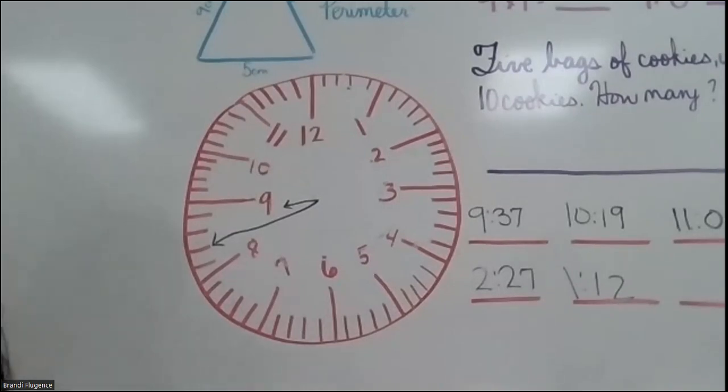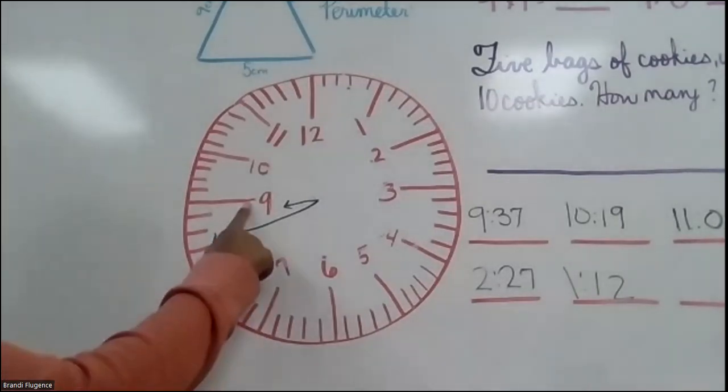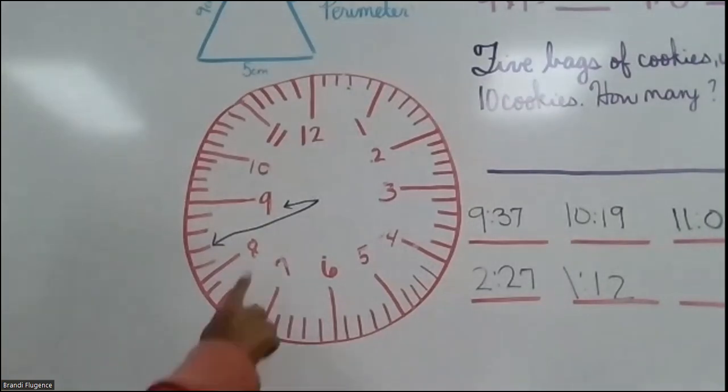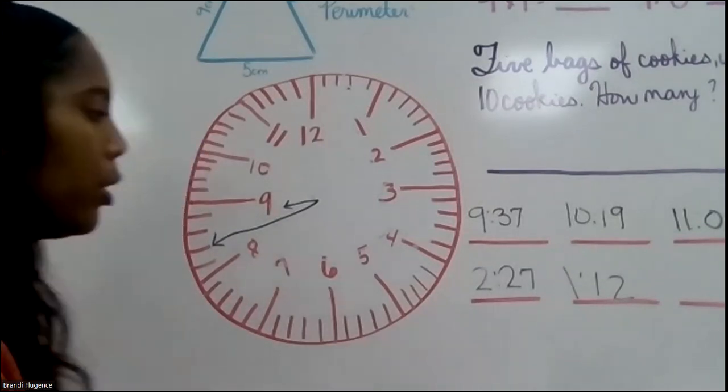Stop. Okay, so anybody time it? Carson, what you got? 9:45. 45 will be right here. So from 40, count by ones. 9:42. 9:42.